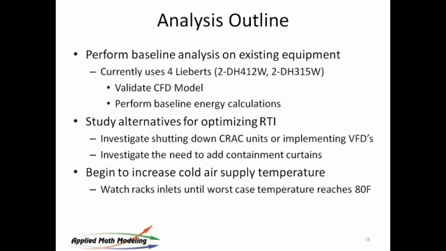So this one happens to be DH units. These are Liebert DH units. There are 4 of them. And what we always do is first validate the model. So we create a CFD model. It's fairly easy to do these days and fairly reasonable in terms of cost. Then we perform some baseline calculations to make sure that the model is valid. We begin to then look at alternatives.